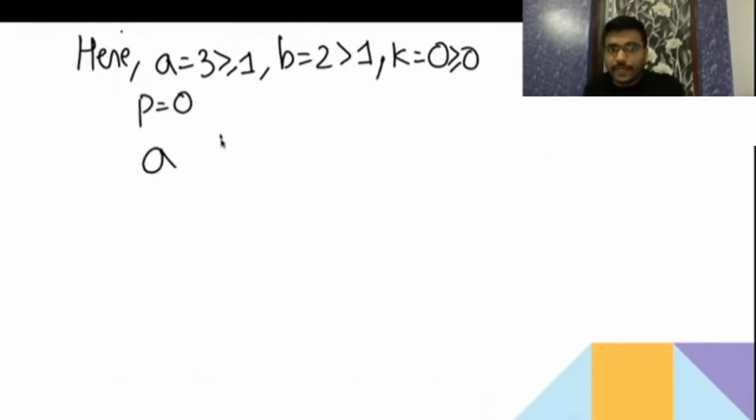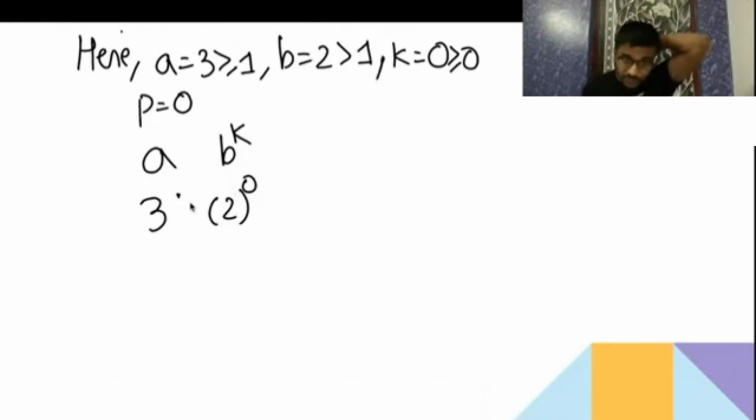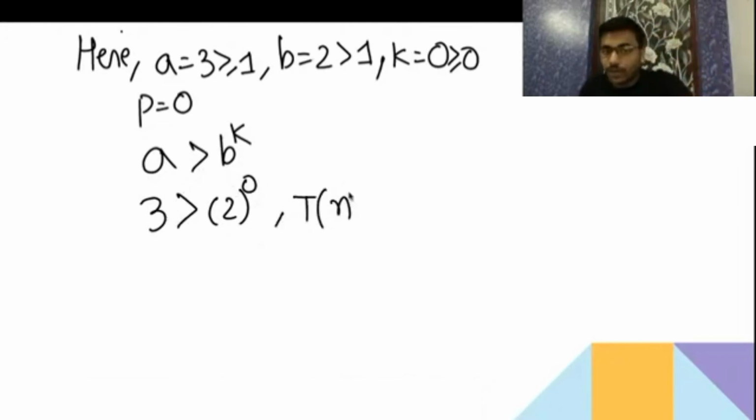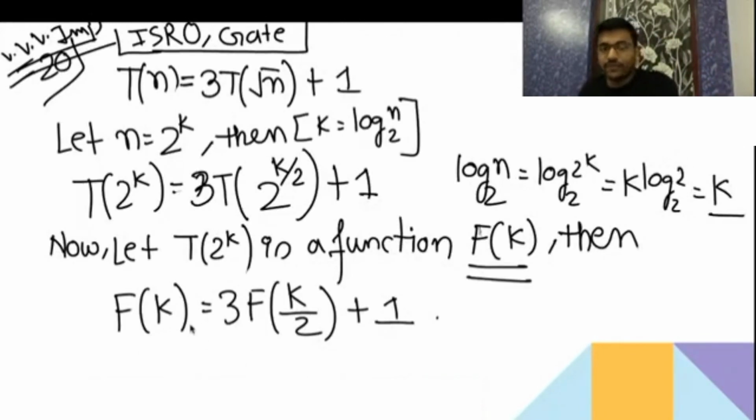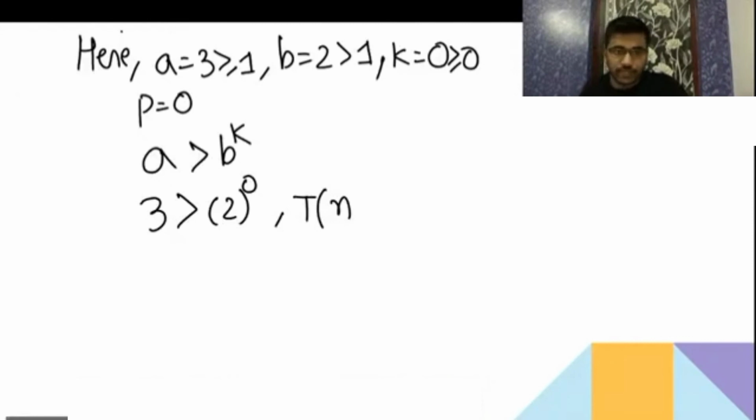So now compare a and b to the power k. a is 3, b is 2, k is 0, so b to the power k is 1. So a is greater than b to the power k. So now here it is not T(n), it should be F(k).